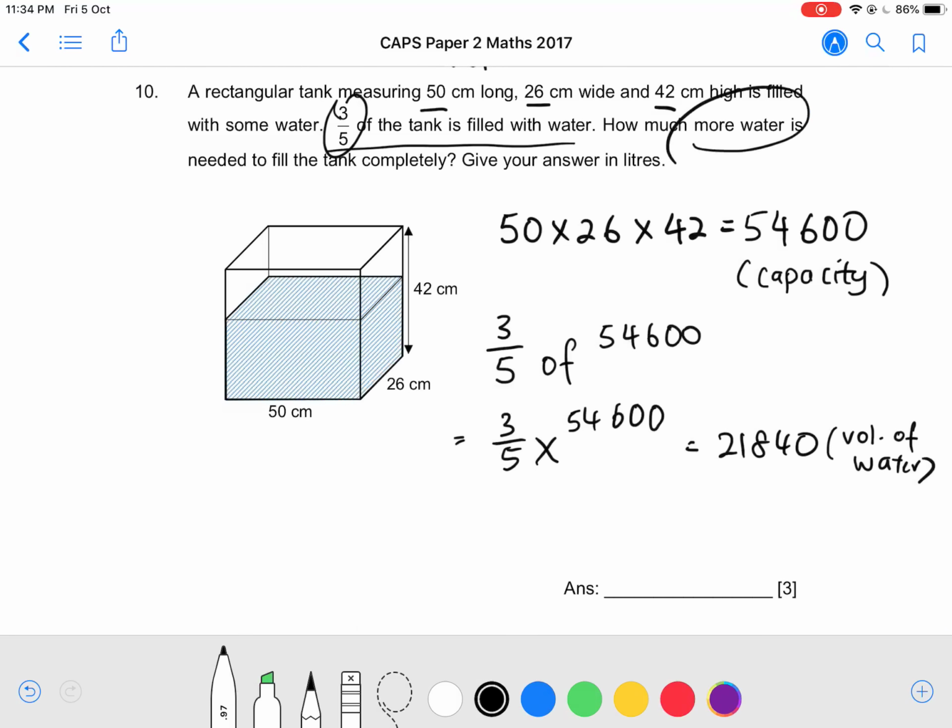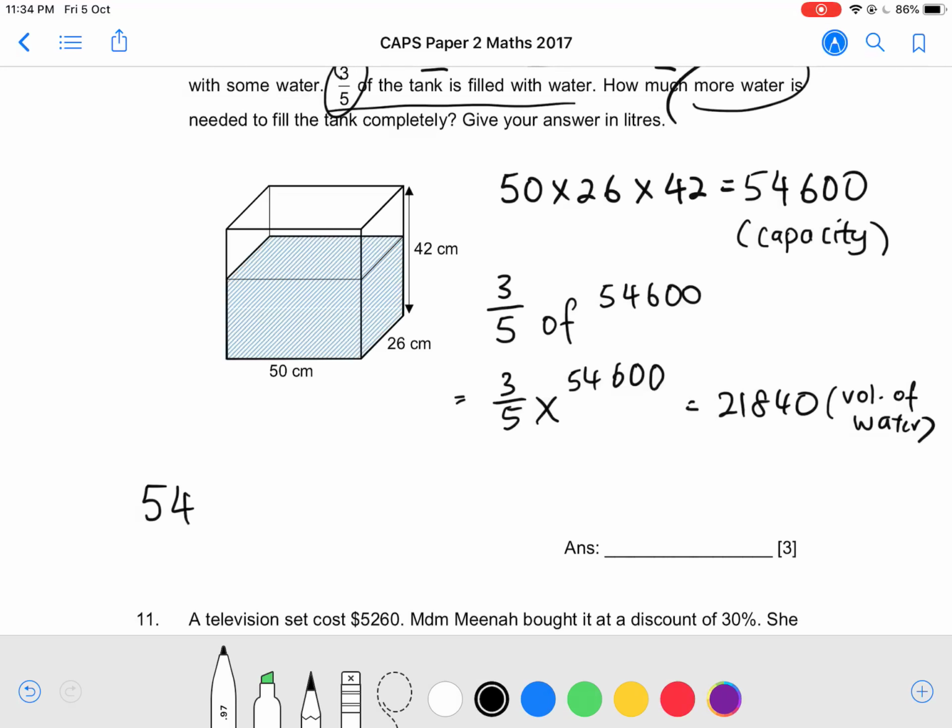And the question is, how much more water is needed? So if you know that your capacity, the full capacity, is this, you have already got this amount of volume of water, then, okay, I noticed a mistake. I was writing out the answers instead. So let me change my answer. It is actually divided by 5 times 3 is 32760. So this is 21840.